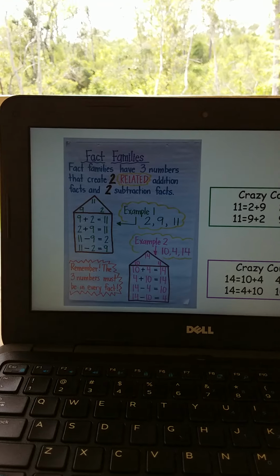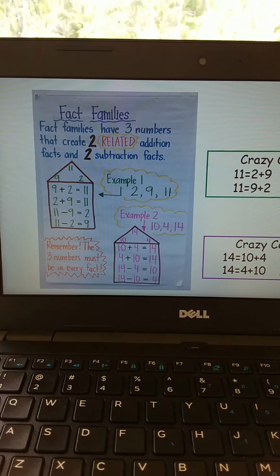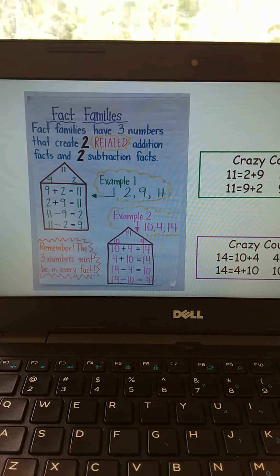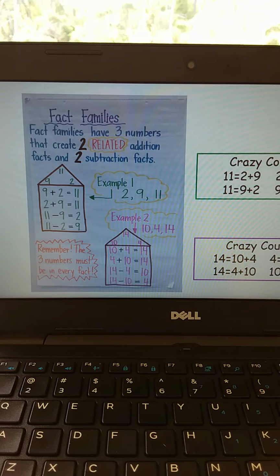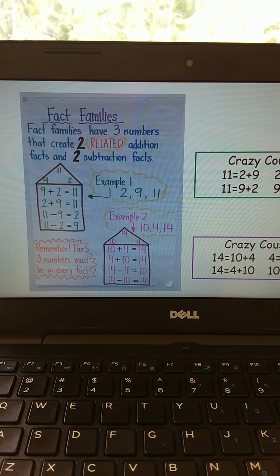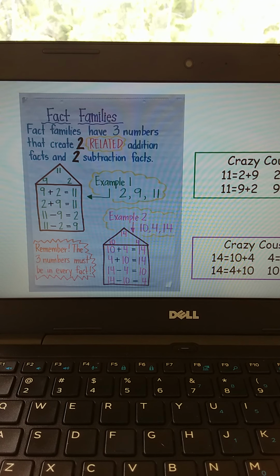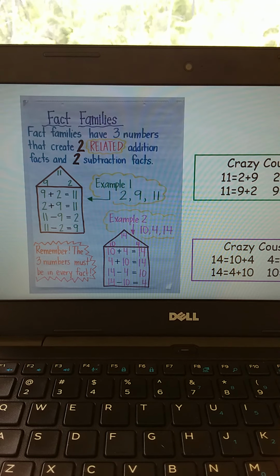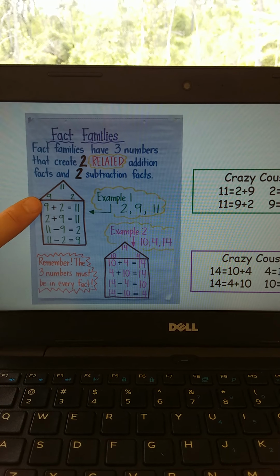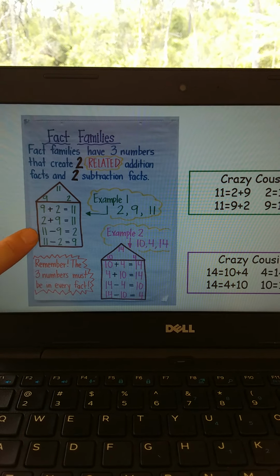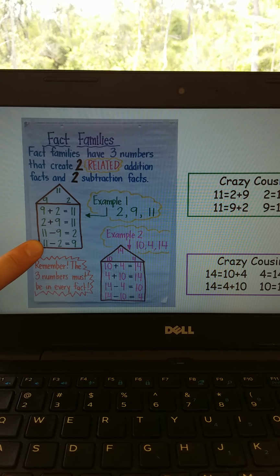Now, before we start the lesson, I want to take a moment to reiterate fact families. A fact family is when you have three numbers that create two related addition facts and two related subtraction facts. For example, if you have a whole of 11, you have two parts, 9 and 2, and you can make the related facts listed below.